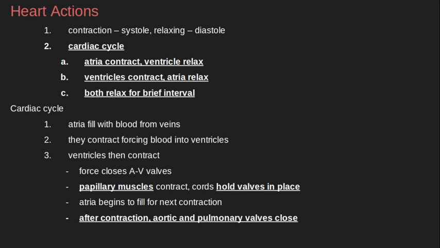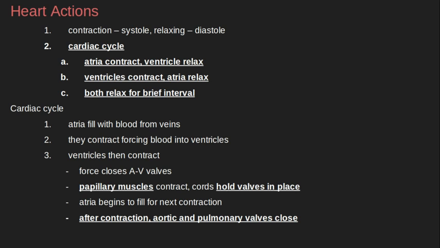So your heart has some different actions. It contracts, which is called systole, and then the relaxing is called diastole. We also have a cardiac cycle. The atria contracts, and as that's doing that, the ventricle relaxes. So they kind of work hand in hand. When the ventricles contract, the atria relaxes. And then both relax for a brief interval. And it just keeps going through that cycle.